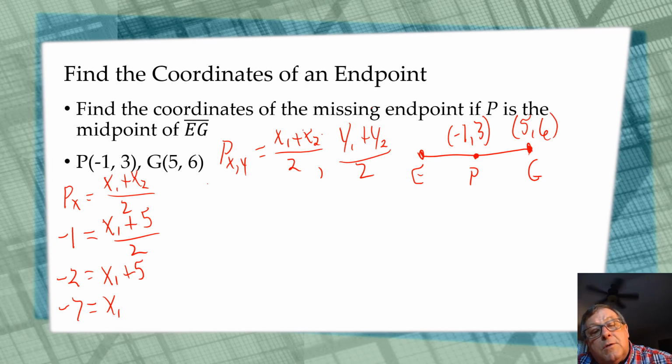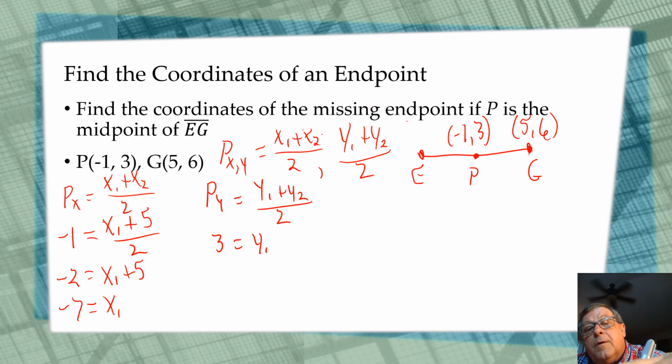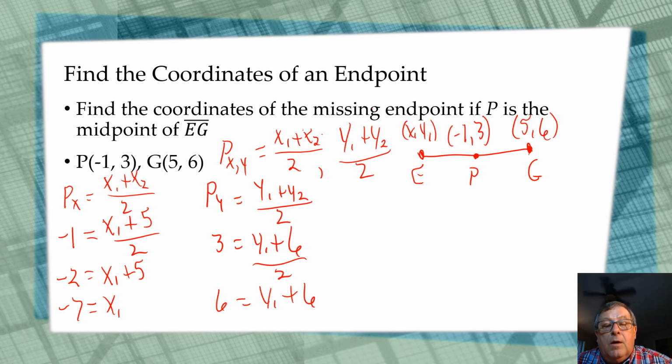Now let's do the P of Y coordinate. So I got P of Y equals Y1 plus Y2 over 2. We're going to substitute in 3 for P of Y. Y1 is what we're trying to find. Y1 plus Y2, and Y2, that's the G coordinate of 6, over 2. We're going to multiply both sides of the equation by 2. 3 times 2 is 6. On the right-hand side, that's going to cancel out. And I got Y1 plus 6. Well, I want to subtract 6 from both sides, and 6 minus 6 is 0. So 0 is going to equal Y1. And so my E coordinate, using that midpoint formula, is -7, 0.